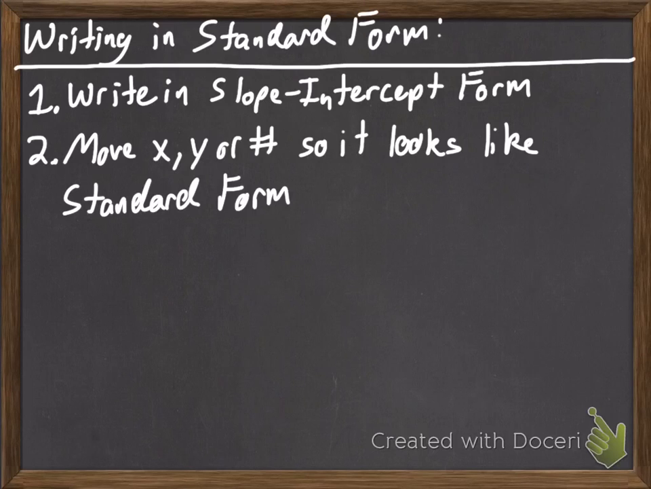So, writing in standard form isn't all that difficult. What you're going to do is put it in slope-intercept form, which you've already done. And then all we're going to do is what we did at the beginning of the video, where we move our x, y, or our number. We may have to multiply a little bit so that it looks like what we know standard form should be. So, nothing new. We're just combining multiple steps.